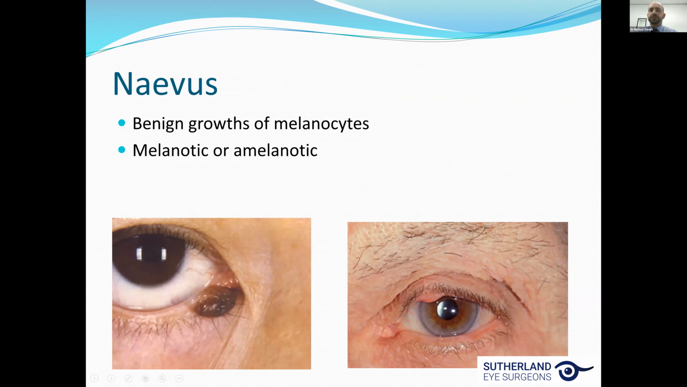Nevi, very common around the eye. As you know, benign growths of melanocytes, and they can be melanotic or amelanotic. On the right there, you can see just a marginal nevus there with no pigment whatsoever, but this is quite a common presentation. And in fact, I would say in my practice, I see many more amelanotic nevi than the ones with pigmentation.